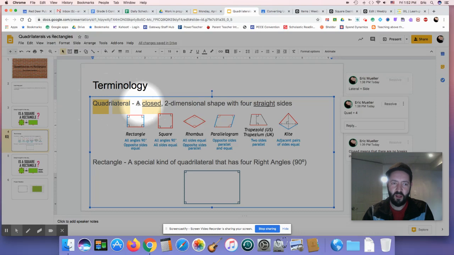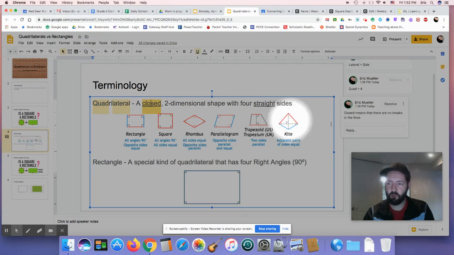All right. Now, mathematicians would have a definition for quadrilateral that looks more like this. They would call it a closed two-dimensional shape with four straight sides. Okay, I just wanted to spend a little bit of time on this word here, a closed two-dimensional shape, and you can see off to the side here. Closed means that there are no breaks in the lines.